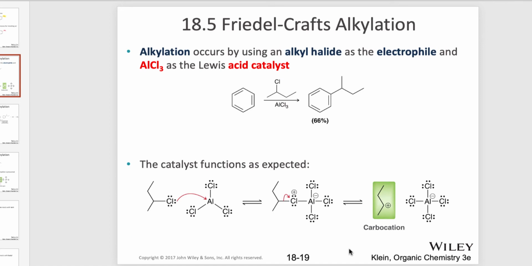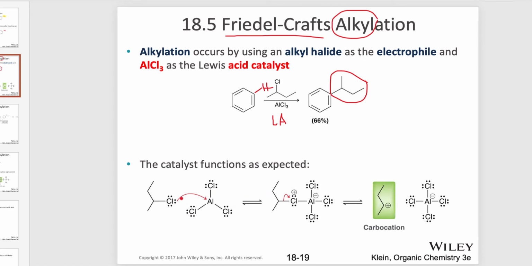Now, another procedure for functionalizing a benzene ring is a named reaction. It is the Friedel-Crafts alkylation. And as the word says, we're introducing an alkyl group. So in this case, we're now replacing one of the hydrogens on benzene with, here's our alkyl group. So this is a sec-butyl chloride. This happens in the presence of aluminum trichloride, which is a Lewis acid. It plays the role of a catalyst in this reaction.